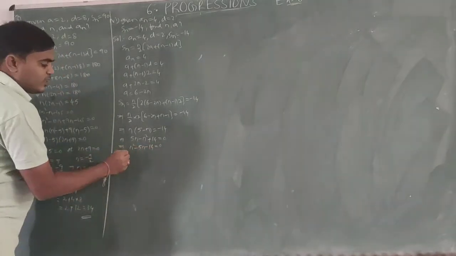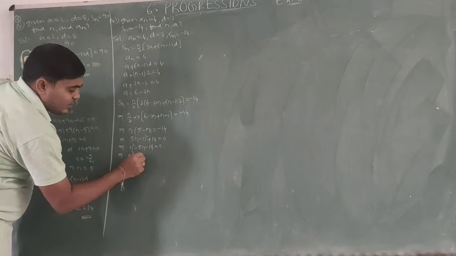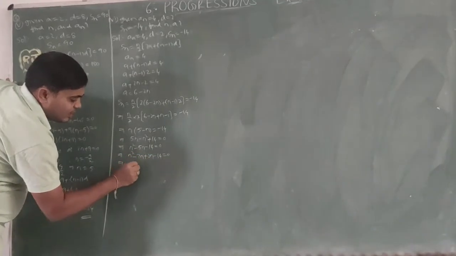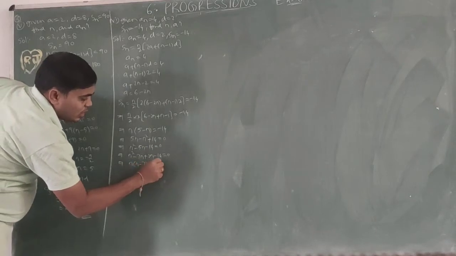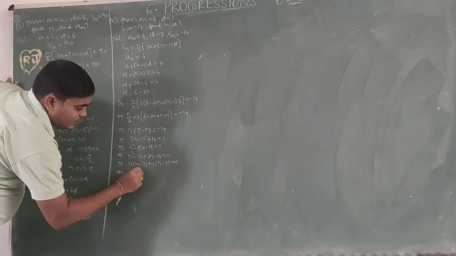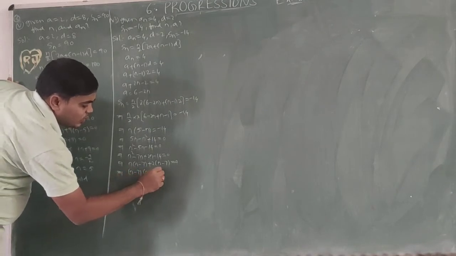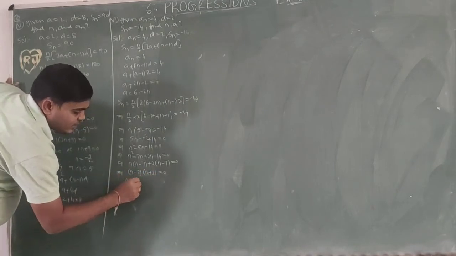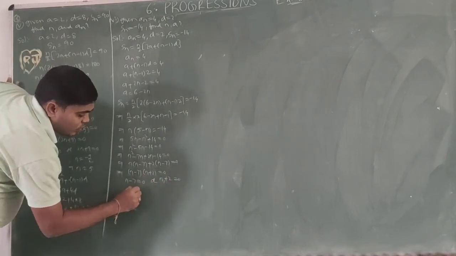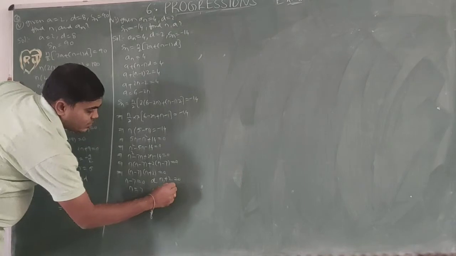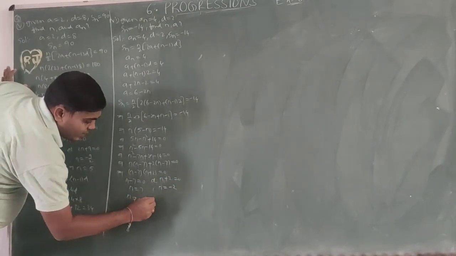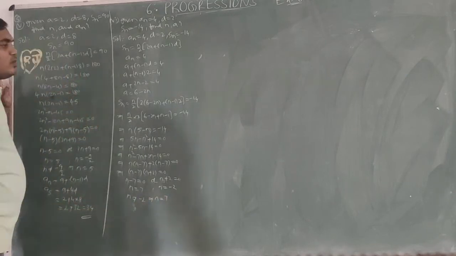7 into 2 is 14, 7 minus 2 is 5. n square minus 7n plus 2n minus 14 equal to 0. n comma (n minus 7) plus 2 comma (n minus 7) equal to 0. (n minus 7) comma (n plus 2) equal to 0. So n minus 7 equal to 0 or n plus 2 equal to 0. n equal to 7, n equal to minus 2. But n won't be negative. n not equal to minus 2, implies n equal to 7.